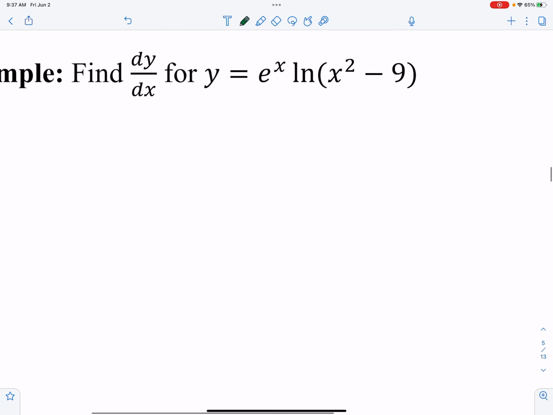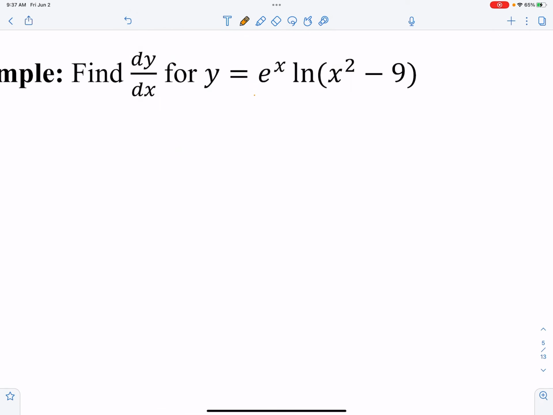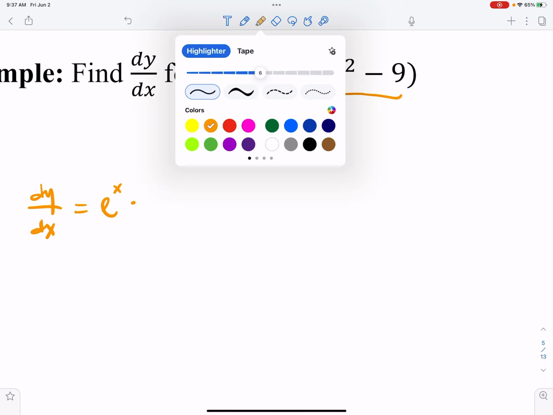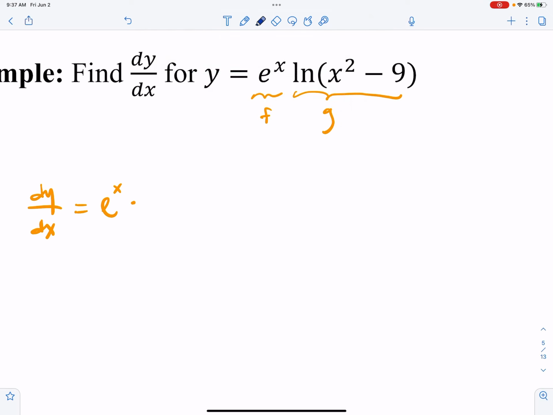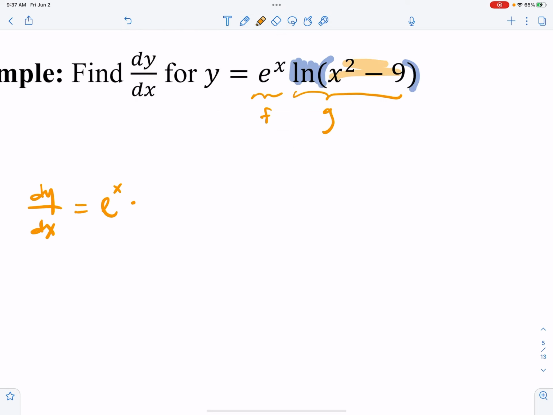Okay, this one will also involve applying a few different rules. So if we think of this as a product, so f times g, so finding dy over dx, first factor times the derivative of the second factor. Now, to find the derivative of this second factor, we have outside function, and then we have inside function.